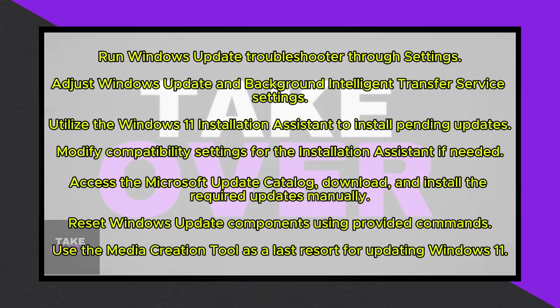As a last resort, you can use the Media Creation tool to update Windows 11. Download it from the provided link, run the executable file, create an ISO file, and perform a clean installation if necessary. By following these steps, you should be able to successfully install the required updates on your Windows 11 system.